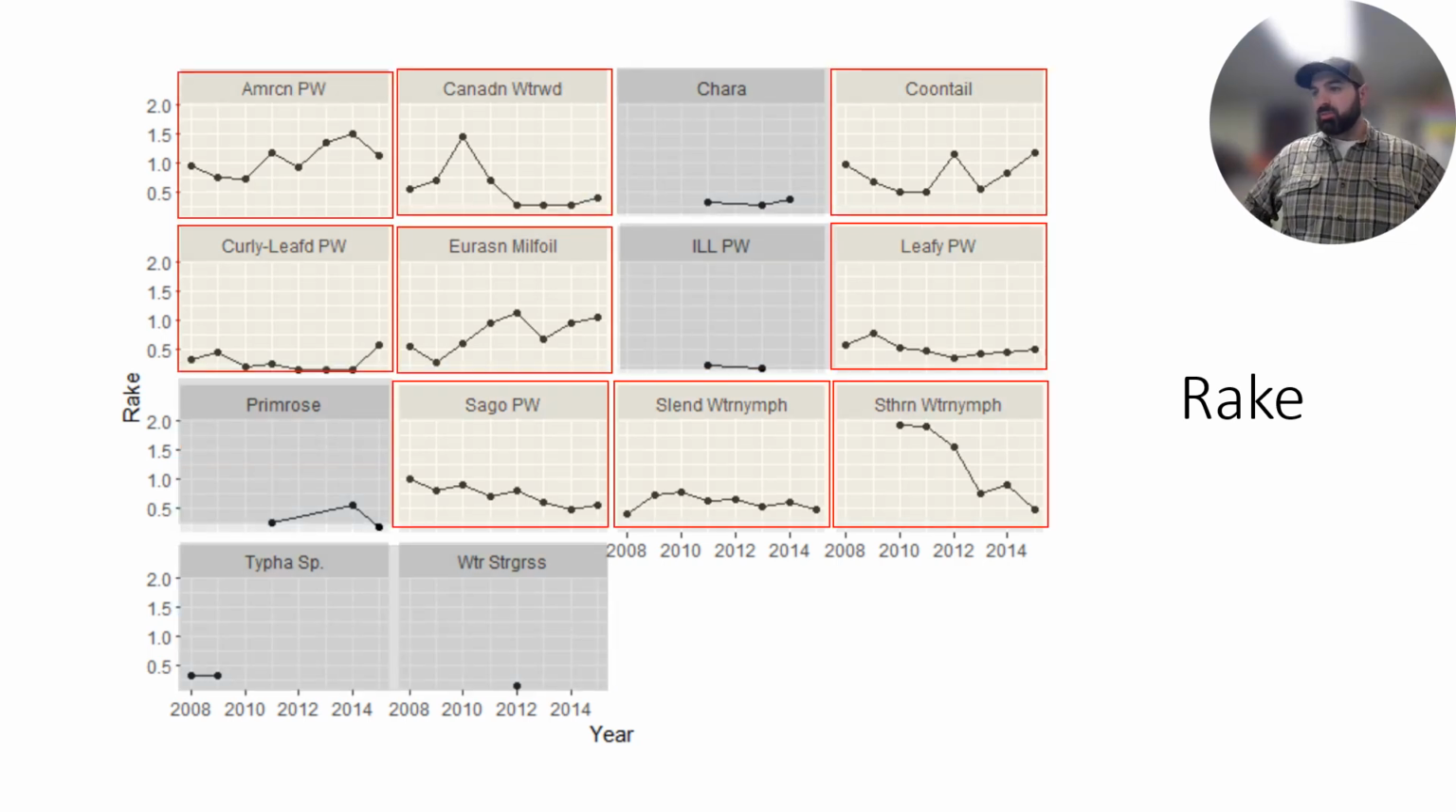Then we have several species that are present in most of the years and usually at some moderate or high level of abundance. We have the pondweeds: American pondweed, curly-leaf pondweed, leafy pondweed, and sago pondweed. There's coontail and milfoil, Canadian waterweed, and slender and southern water nymph.